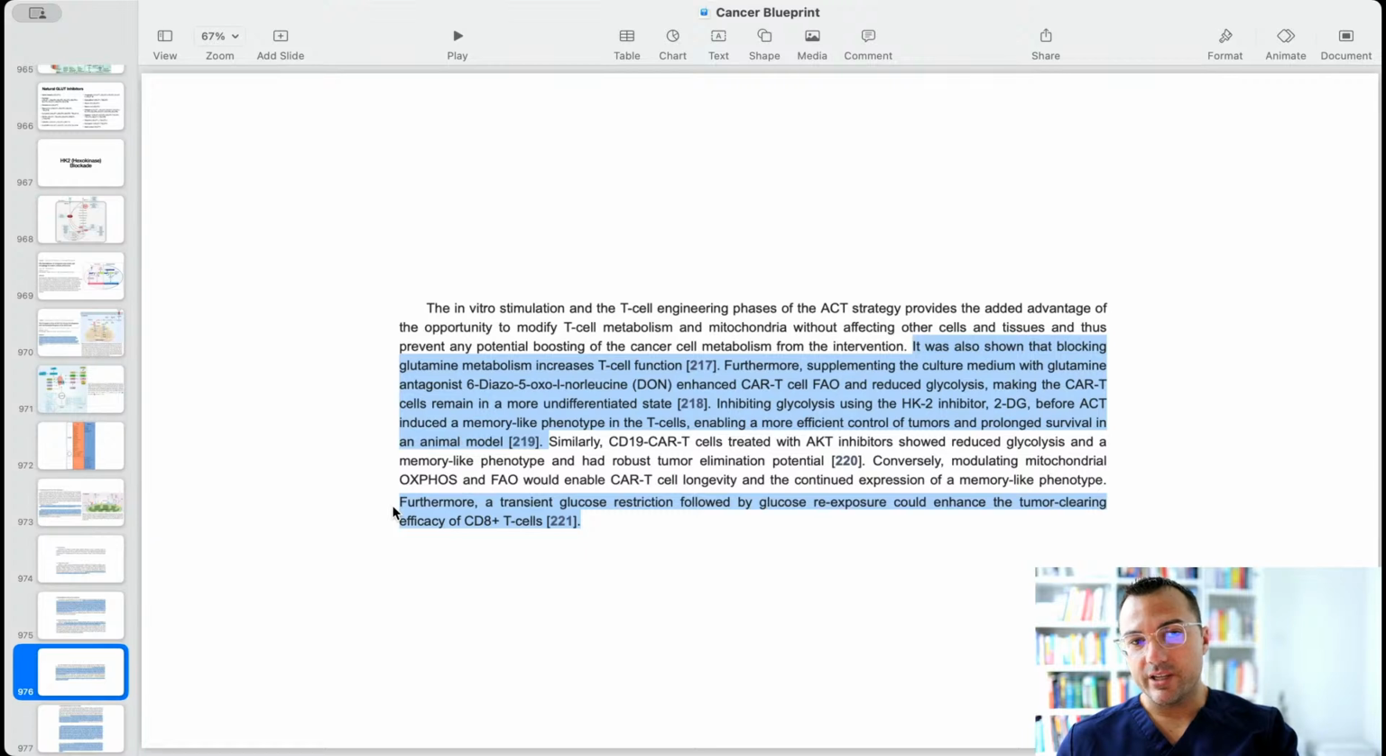And the reason I say this is because it says once you restrict glucose and it was followed by re-exposure of glucose, basically you take it away and you give it, that could enhance tumor clearing efficacy of some of these T cells. So could glucose, in addition to glutamine, be pulsed as well? Maybe. And maybe that could be a good thing.